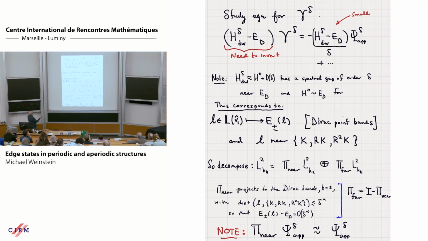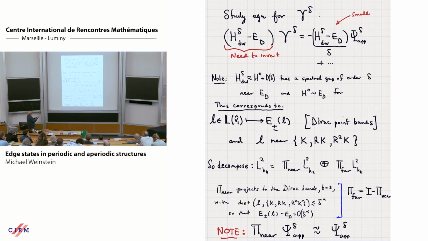Okay, and then you have to study the corrector. So you plug in, you write down the equation for the corrector. There's a term like this, plus lots of other stuff. This, of course, is small because you've chosen a good approximation. And now you have to invert this. I want to construct upsilon delta. I have to invert this, but the thing is that this gets very small, right?